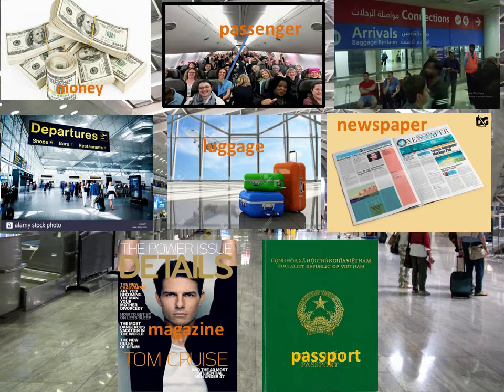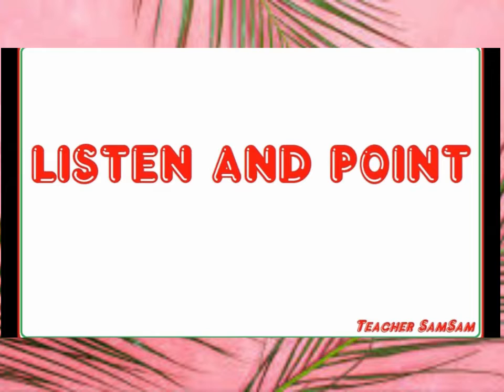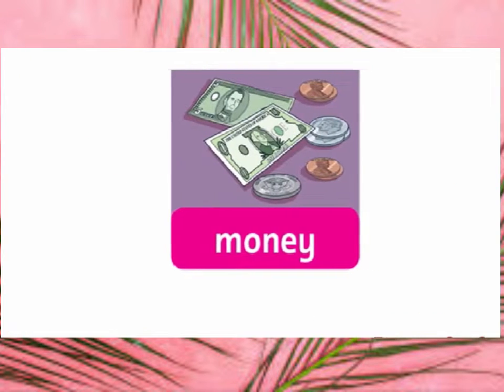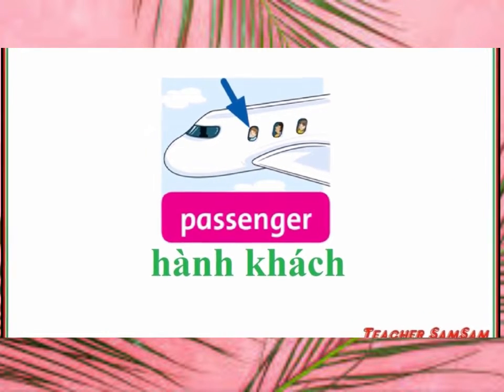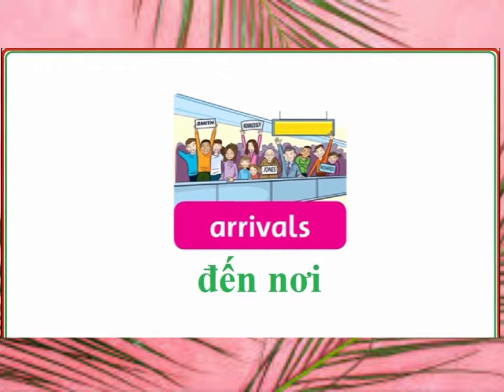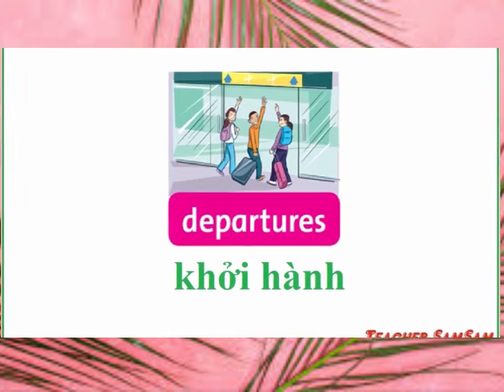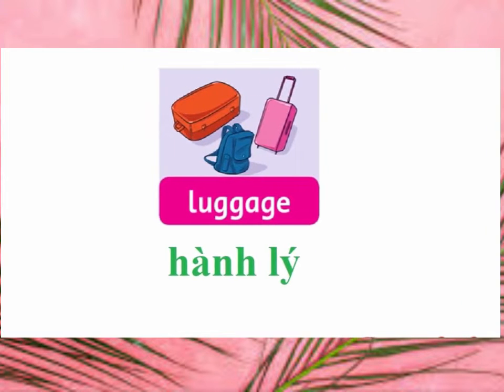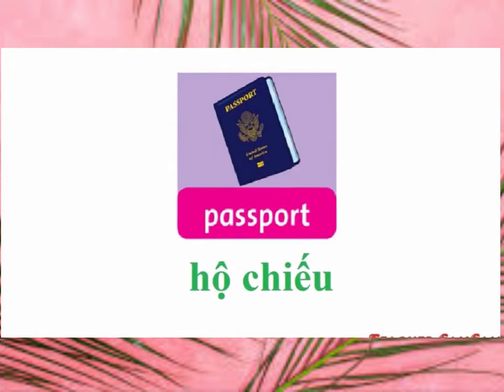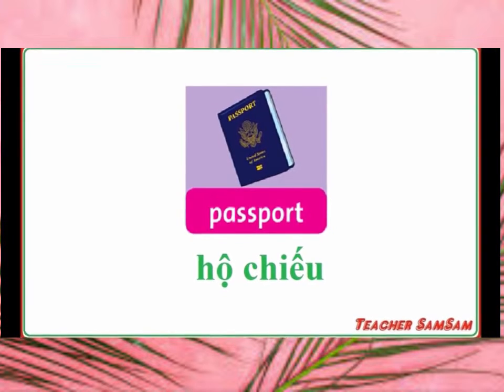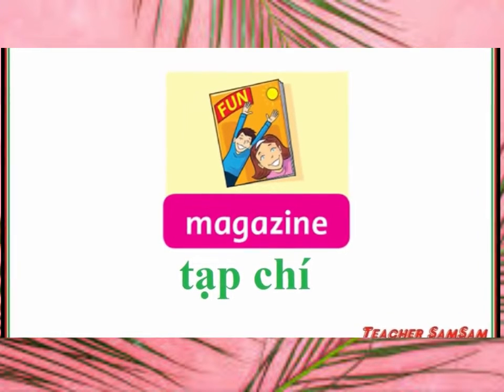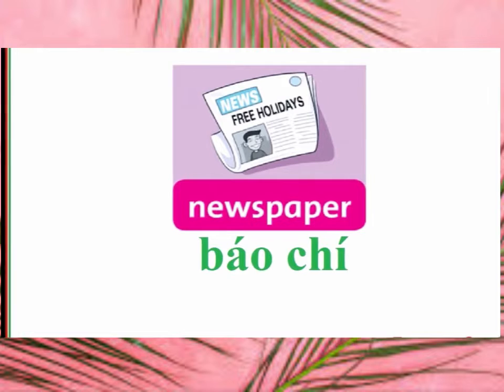Can you see? Listen and point. Money. Passenger. Arrivals. Departures. Luggage. Passport. Magazine. Newspaper.